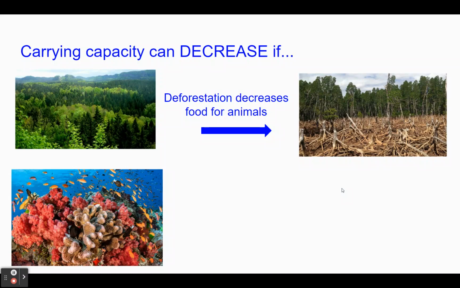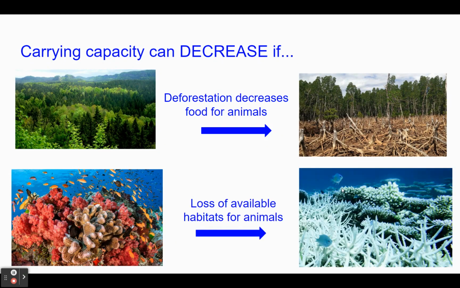If we cut down a bunch of forest, we've lost all of the habitat spaces for the animals that live there. And it can also decrease if in our coral reef, climate change kills a bunch of the corals because of rising temperatures in the sea. With all of that dead coral, we have loss of available habitat for animals. So same deal. One of our organisms dies or is removed by humans or climate changes, and some organisms die as a result. That's going to decrease the carrying capacity for anybody that relies on that thing.